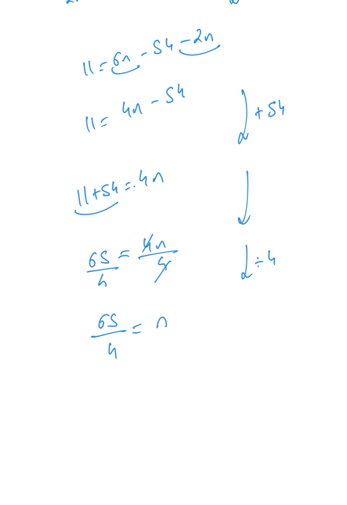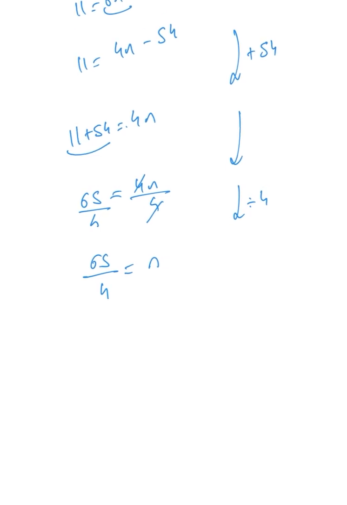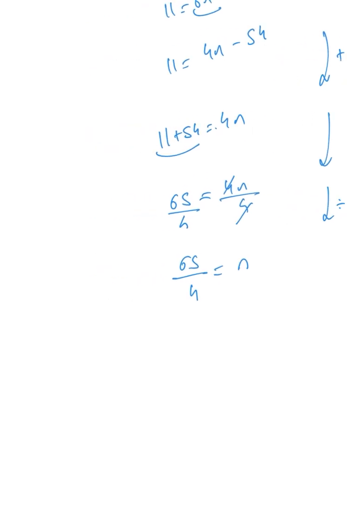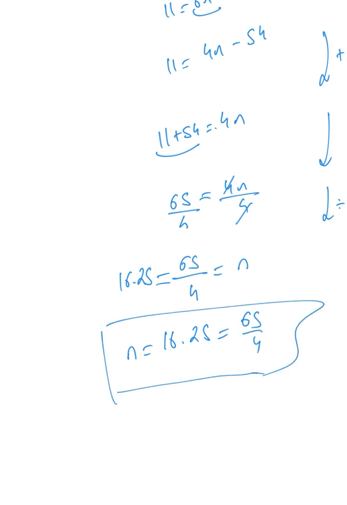And if you're curious about what is 65 over 4, then you just take the calculator and you put 65 divided by 4, and you're going to realize that it is equal to 16.25. So n is equal to 16.25 or equal to 65 over 4, whatever you prefer. So here we have the answer to the second equation. Now you might ask yourselves, okay, we found two different n's for the same problem. Which one is the correct one?